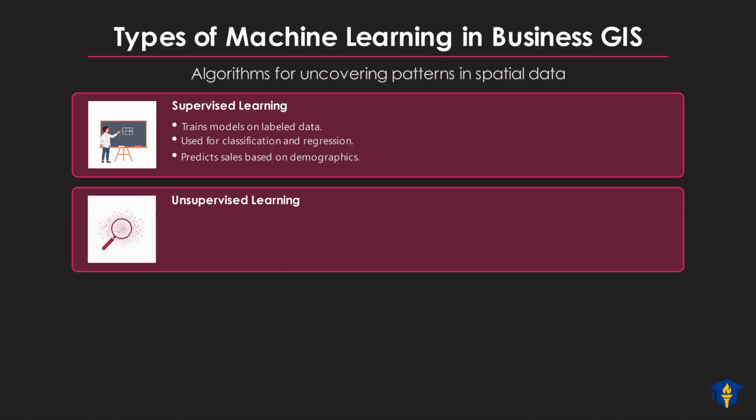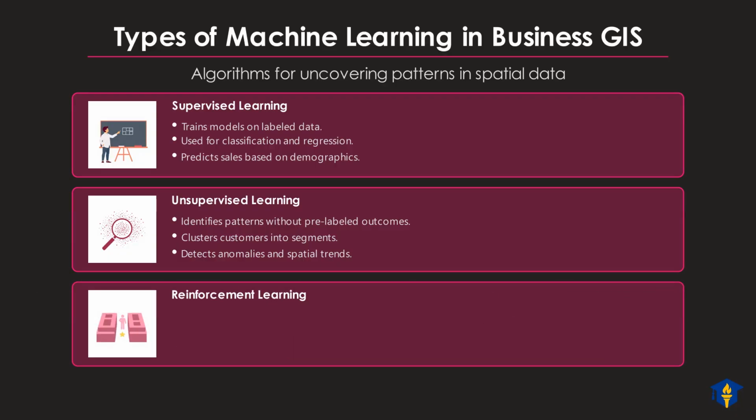Next is unsupervised learning, which finds patterns without pre-labeled outcomes. This approach identifies patterns within data without relying on any pre-labeled outcomes. It is useful for clustering customers into distinct segments based on their behavior. This method also helps detect anomalies and uncover subtle spatial trends in your data.